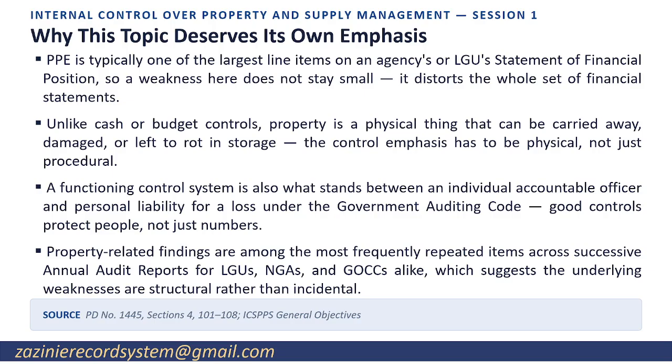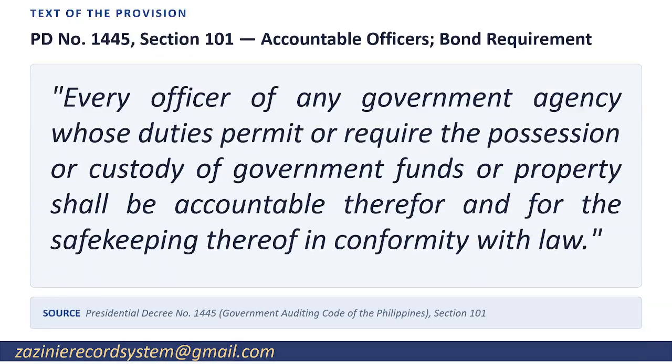Now, in a bit more detail, 4 separate reasons are given here, and it is worth being able to reproduce all 4 rather than just one, because exam questions on why does internal control over property matter are often looking for more than a single answer: the size of PPE on the balance sheet, the physical vulnerability of property compared to cash, the personal liability protection controls provide to individual officers, and the fact that property findings keep recurring in audit reports. Next slide.